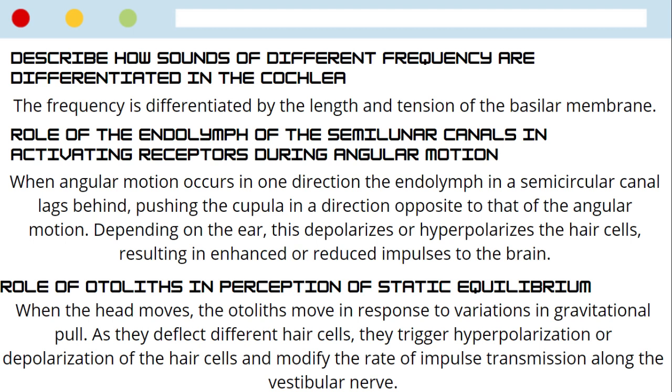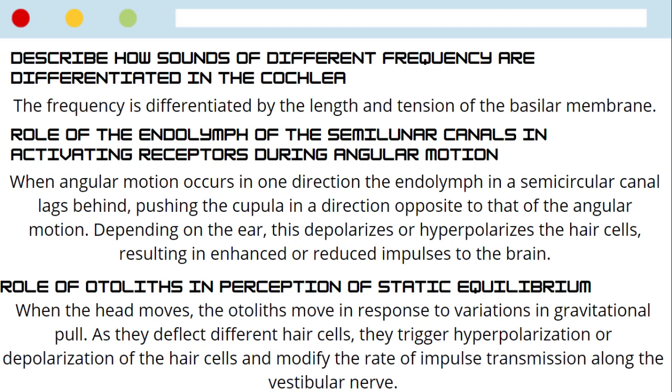When angular motion occurs in one direction, the endolymph in a semicircular canal lags behind, pushing the cupula in a direction opposite to that of the angular motion. Depending on the ear, this depolarizes and hyperpolarizes the hair cells, resulting in enhanced or reduced impulses to the brain.